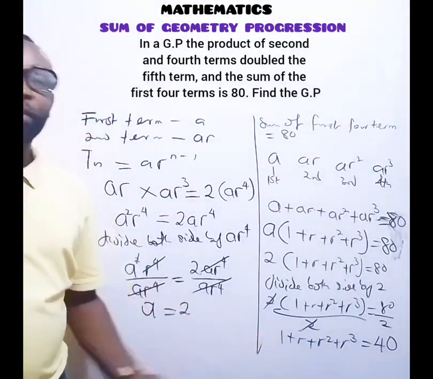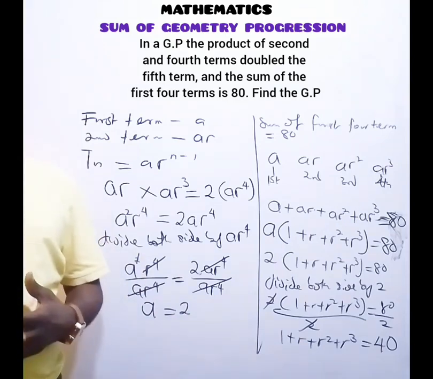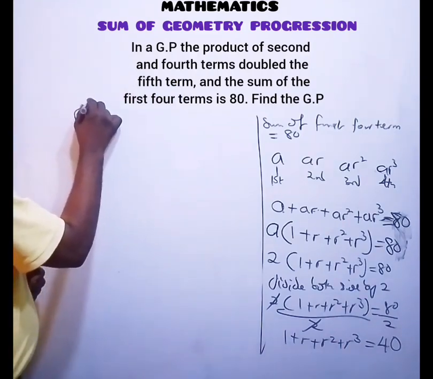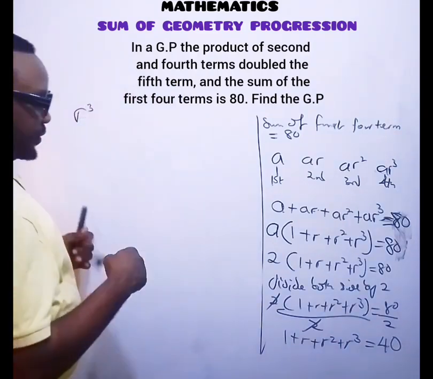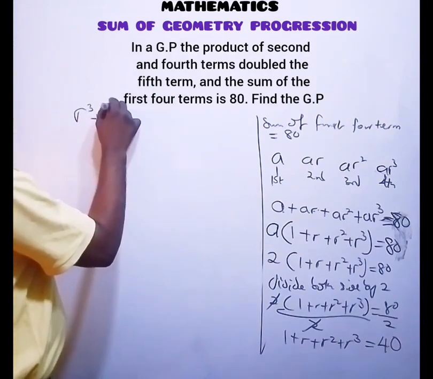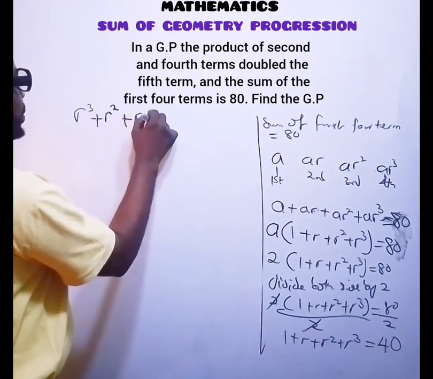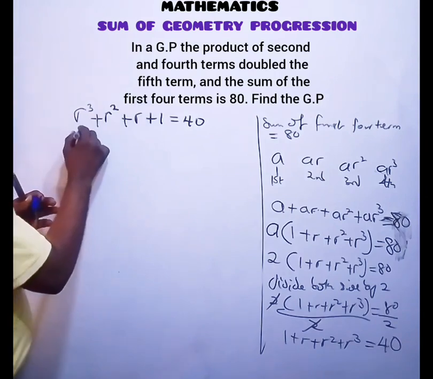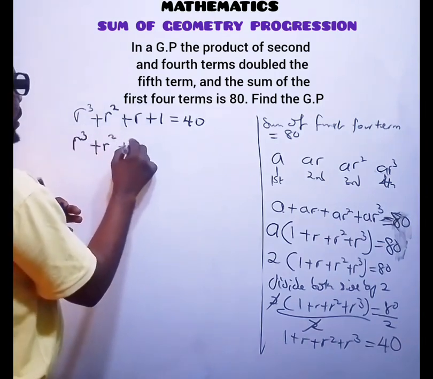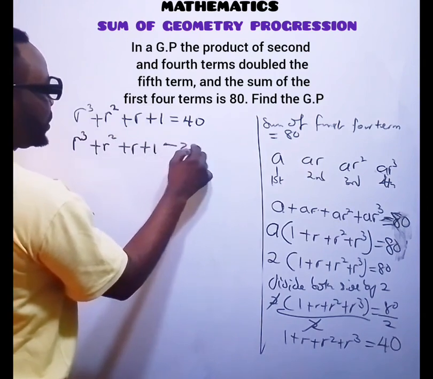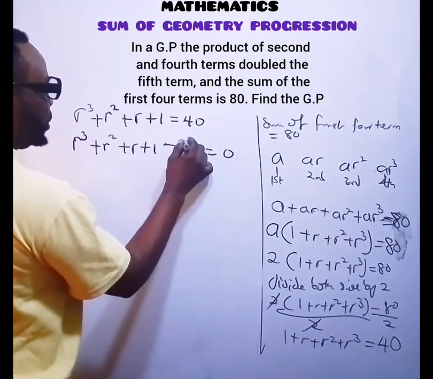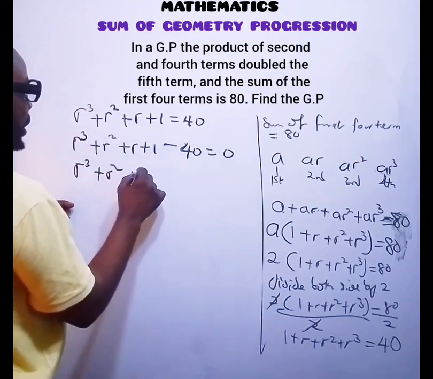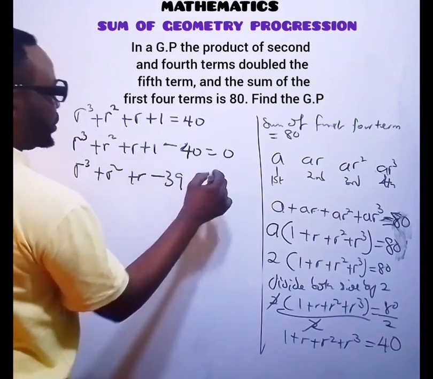So what we do here is to factorize that equation. How do we do the factorization? Rearrange this expression by saying r raised to the power of 3, that is the highest power of r, plus r squared plus r plus 1 equal to 40. Now we bring 40 to this side. We are having r cubed plus r squared plus r plus 1 minus 40 equal to 0. We are having r cubed plus r squared plus r minus 39 is equal to 0.